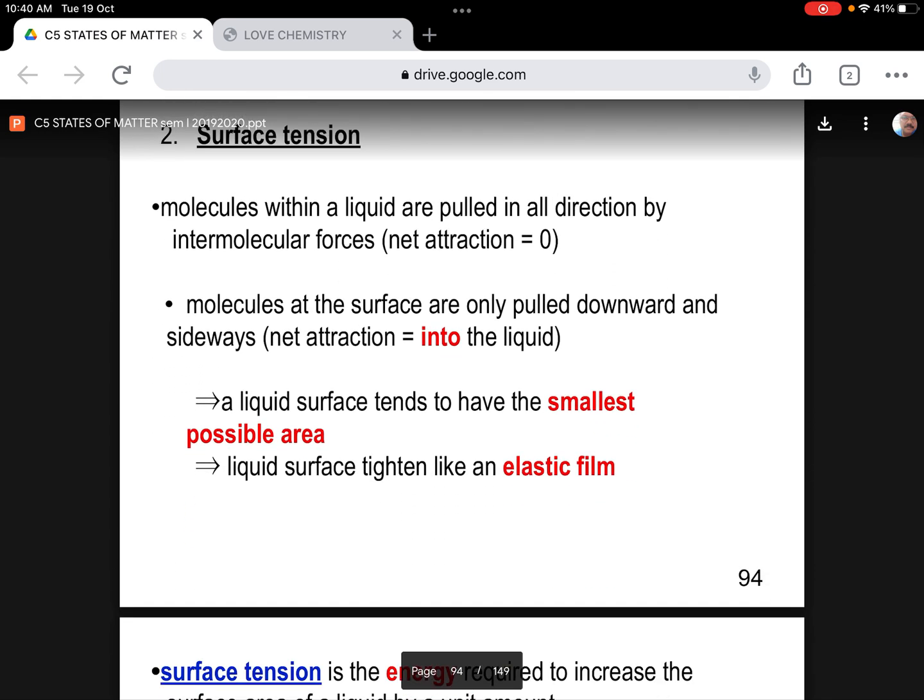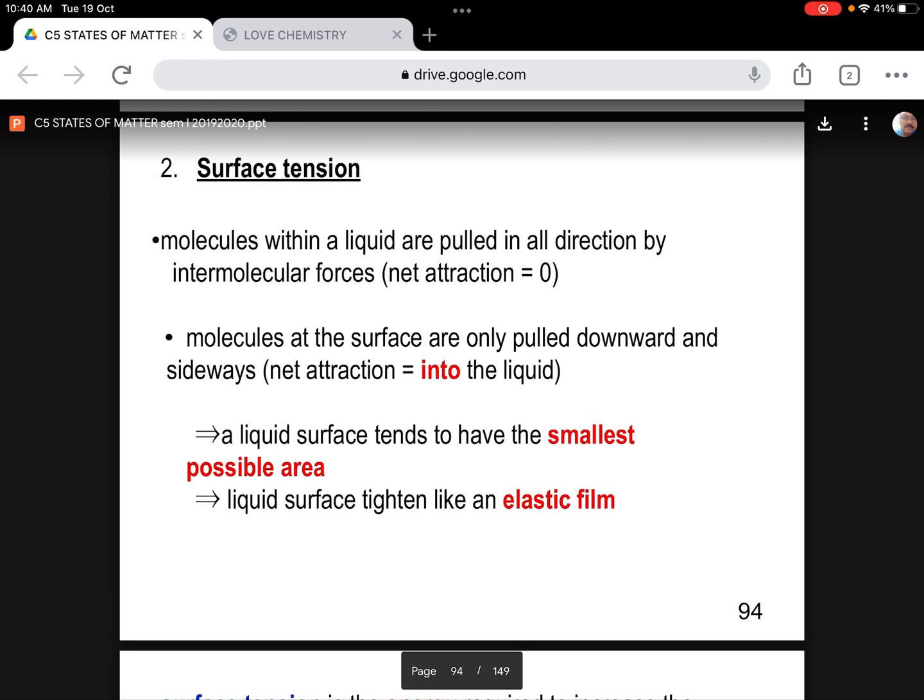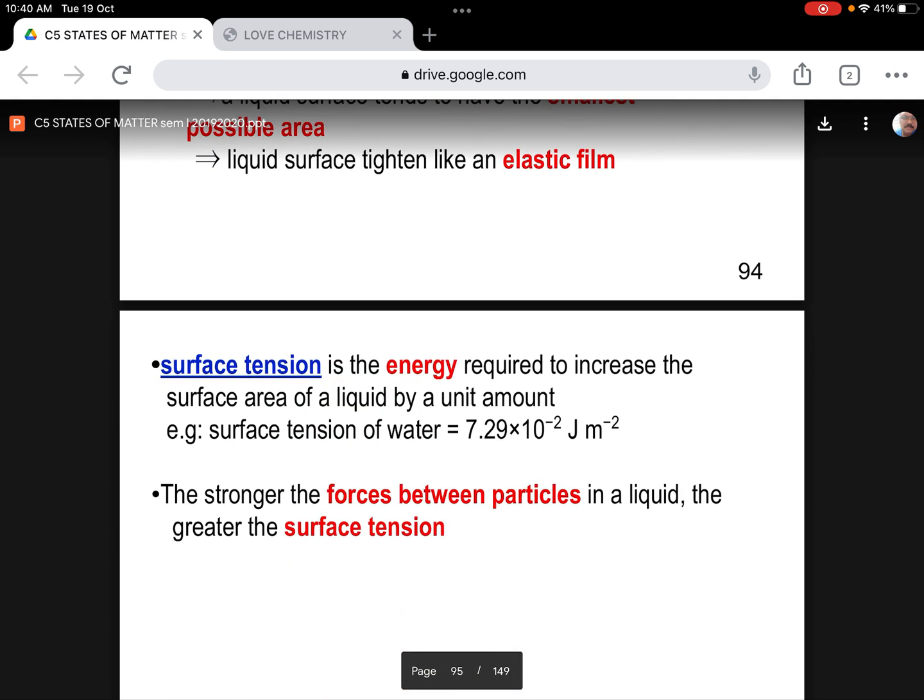Second property, surface tension. Molecules within a liquid are pulled in all directions by intermolecular forces. Molecules at the surface are only pulled downward and sideways. Therefore, a liquid surface tends to have the smallest possible area. Liquid surface tightens like an elastic film. Surface tension is energy required to increase the surface area of liquid by a unit amount. This example is for surface tension of water.